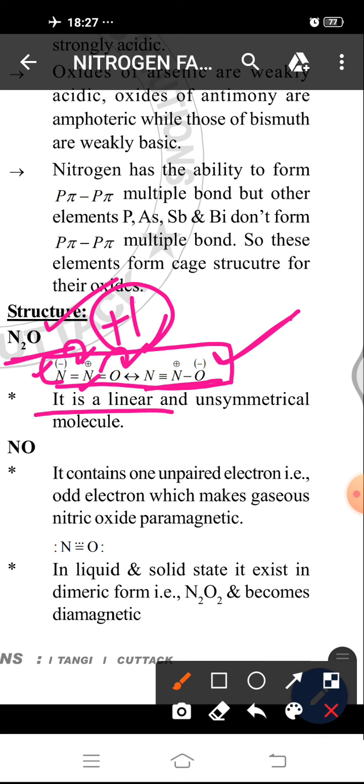It is a linear molecule and an unsymmetrical molecule. Because, as you can see, this is not symmetrical in nature. This is an unsymmetrical molecule.